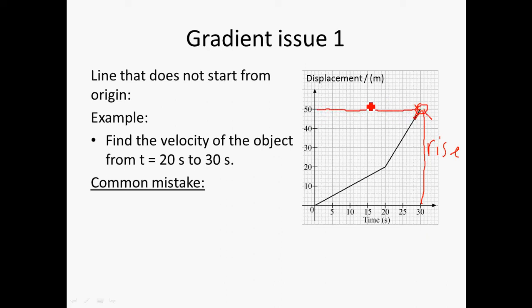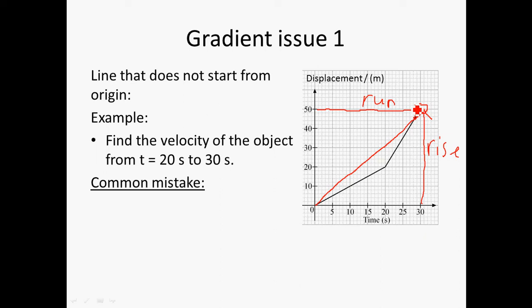What's wrong with using this way? If you use this way, you will realize that actually you are trying to find the gradient of a line that starts from the origin and goes straight to here. Because this is a straight line, the rise over the run will be the gradient of this straight line. But you're not finding the gradient of this straight line. You want to find this particular line. So obviously this is the wrong method. You cannot just use a point.